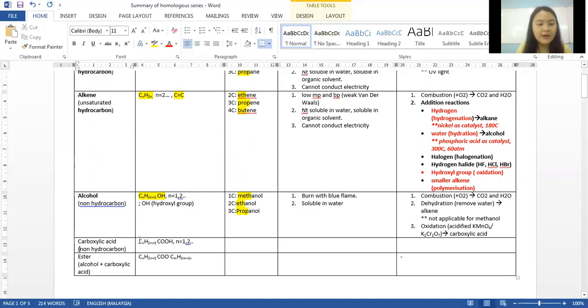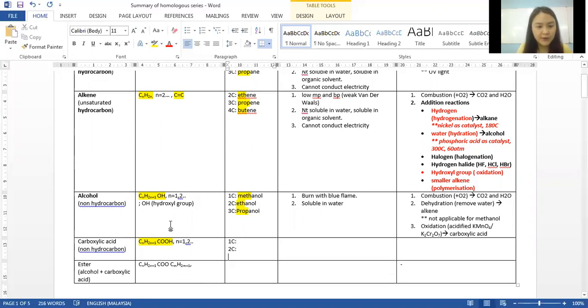Now, members of carboxylic acid will follow the general formula of CnH2n+1COOH, where n starts with 1 onwards, which means to say the first member has 1 carbon, followed by the second member with 2 carbon, so on and so forth. Now, all members of carboxylic acid have a specific functional group, COOH, or we call it the carboxyl group.